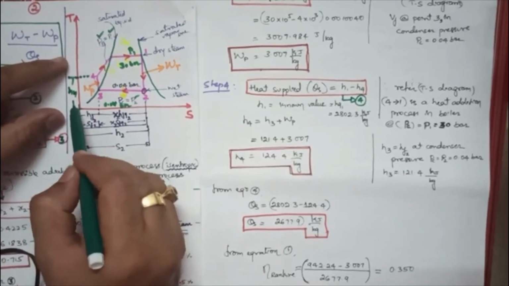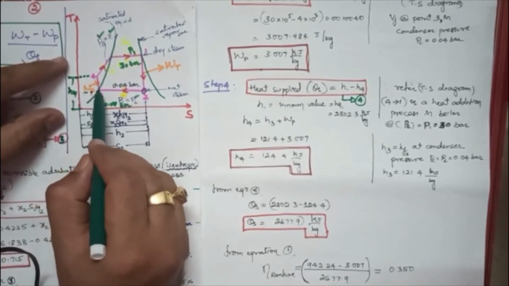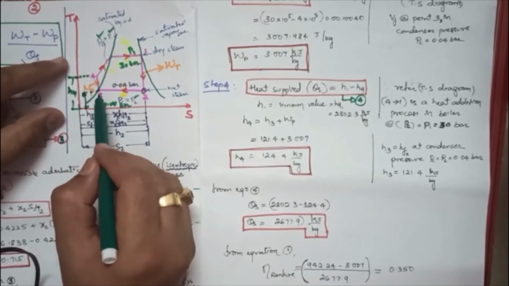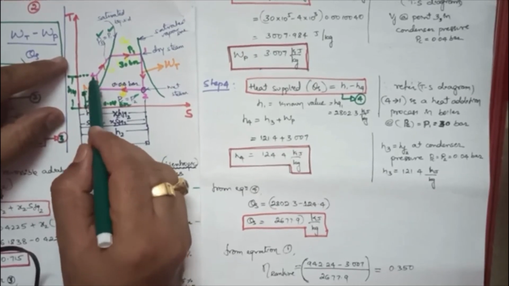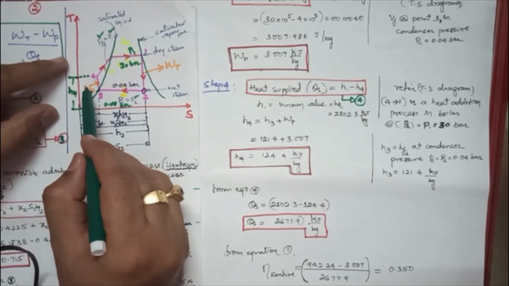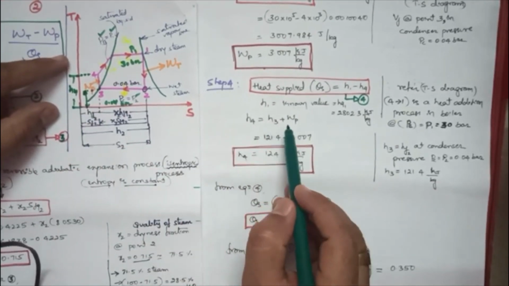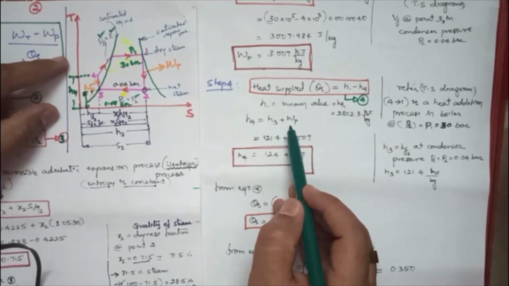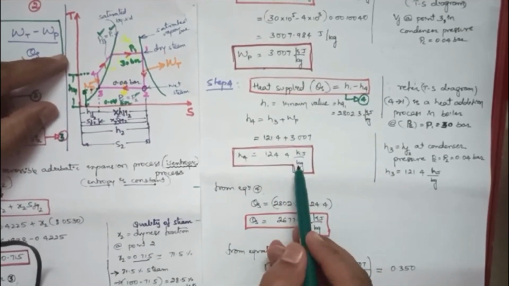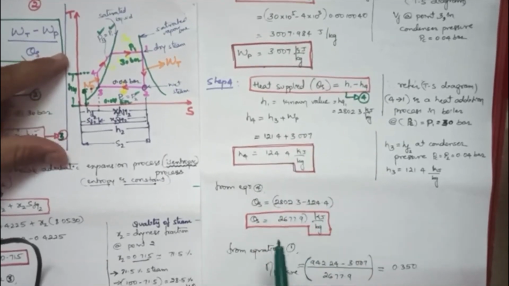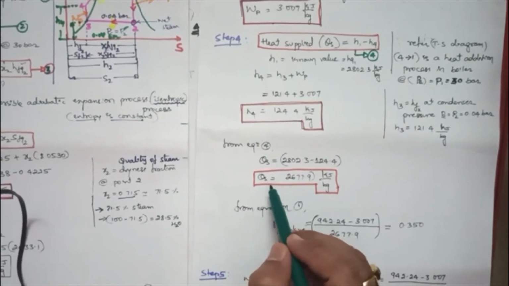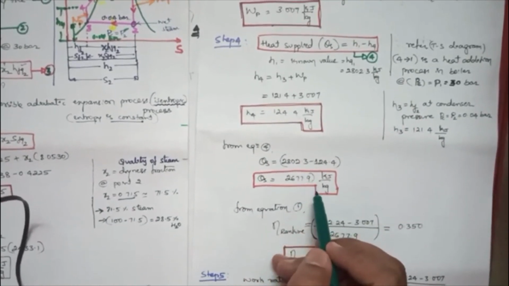I need H4, correct? So H4 is equal to H3 plus this pump work. 3 to 4 is what? 3 to 4 is pump work. So H4 is equal to H3 plus pump work. So 121.4 plus WP. So H4 is this much value, you will get 124.4. So from equation number 4, from here you calculate heat supplied. So 2677.9 you will get.